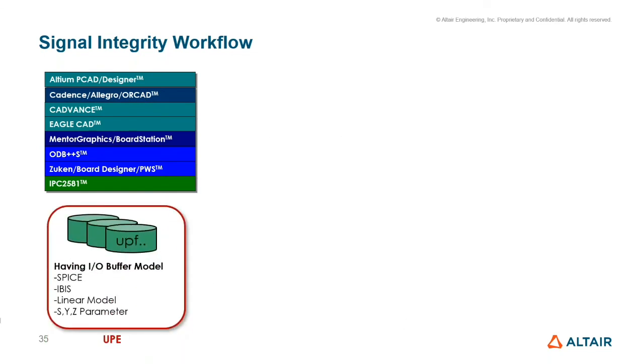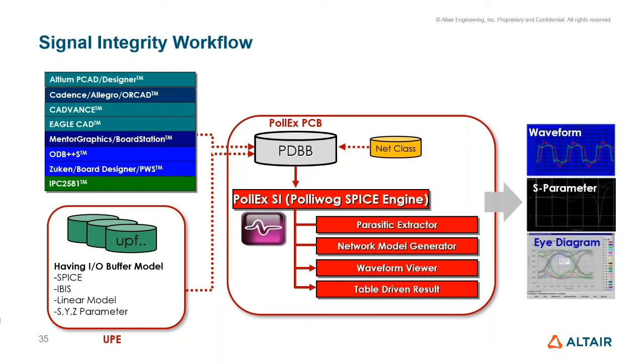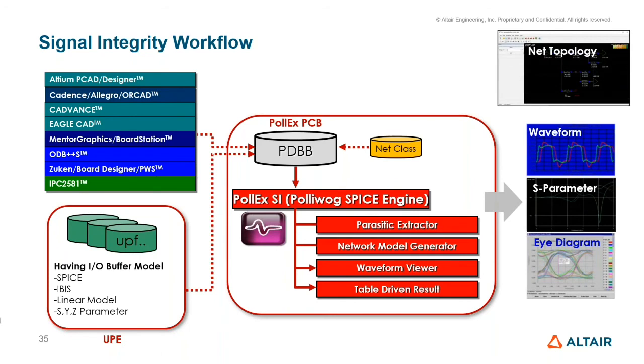And in this case, we obtain or create the IO buffer models for all the essential components. IO buffer model files could be SPICE model files or IBIS models or linear models, and even S, Y, and Z parameters. Well, after inputting the model files into the system, the POLEX signal integrity tool uses the Polyworks SPICE engine, an inbuilt engine, which would run the signal integrity analysis and extract results such as parasitic values, network models, waveform for signals, and even generate table-driven result. Basically giving out waveforms, S parameters, I diagrams, and even net topology.